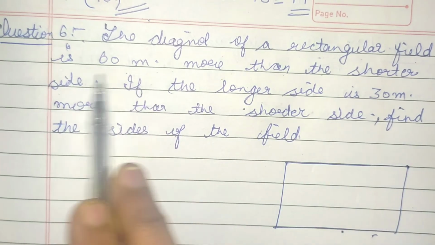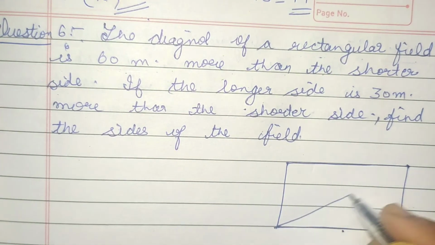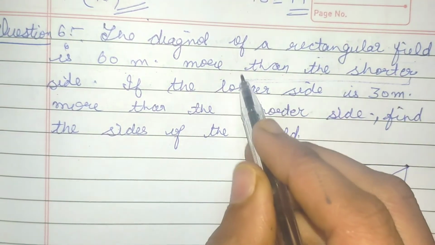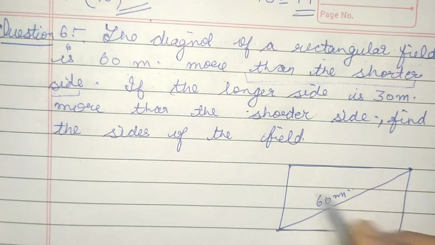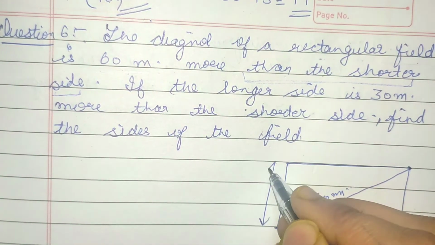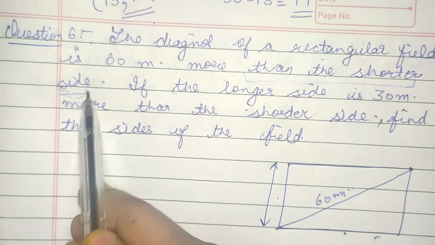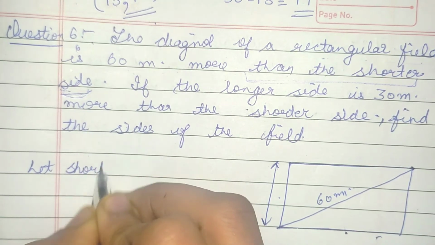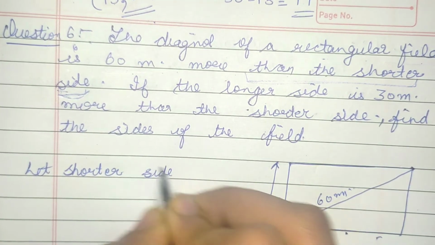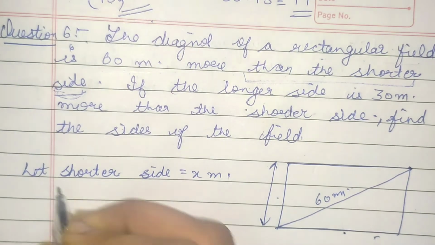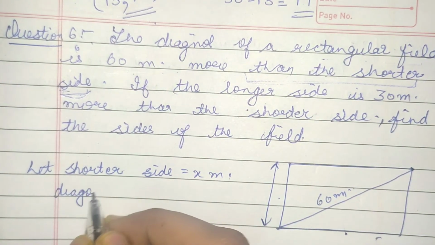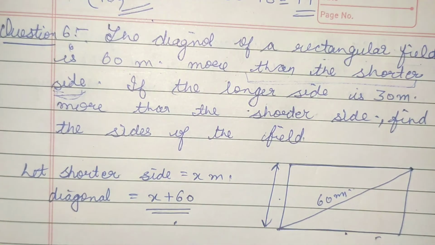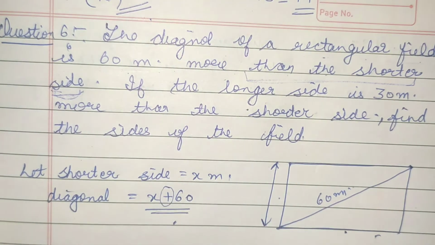The diagonal of a rectangular field is 60 meter. So this diagonal is given to you, which is 60 meter more than the shorter side. It is given in respect of this shorter side. So let us first assume that my shorter side is equal to x meter. Then how much will my diagonal be? My diagonal is 60 meter more than my shorter side. More means we have to add some value.